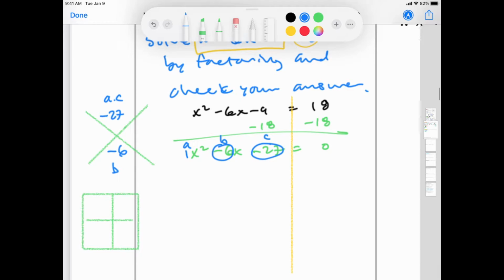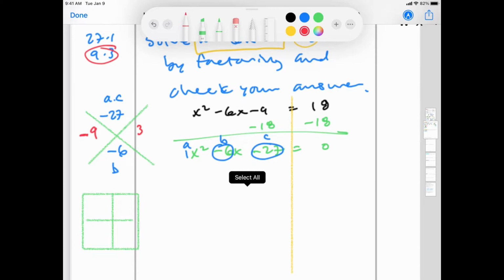Let's think about all the products of 27. You can write them out. I like to do this. 9 times 3. And I think we have a winner, right? Okay, how do I get that to be negative 6? Well, if I add negative 9 plus 3 will give me a negative 6. And those two numbers, negative 9 times 3, gives me a negative 27.